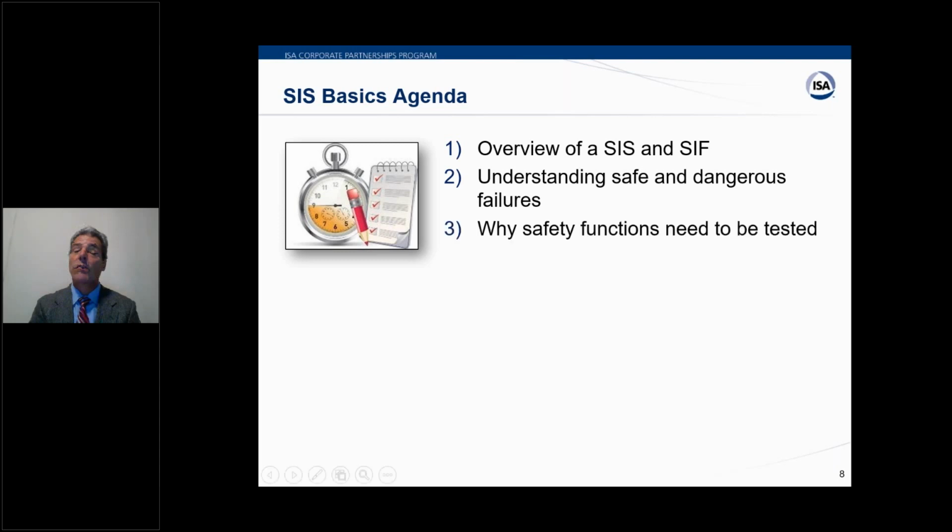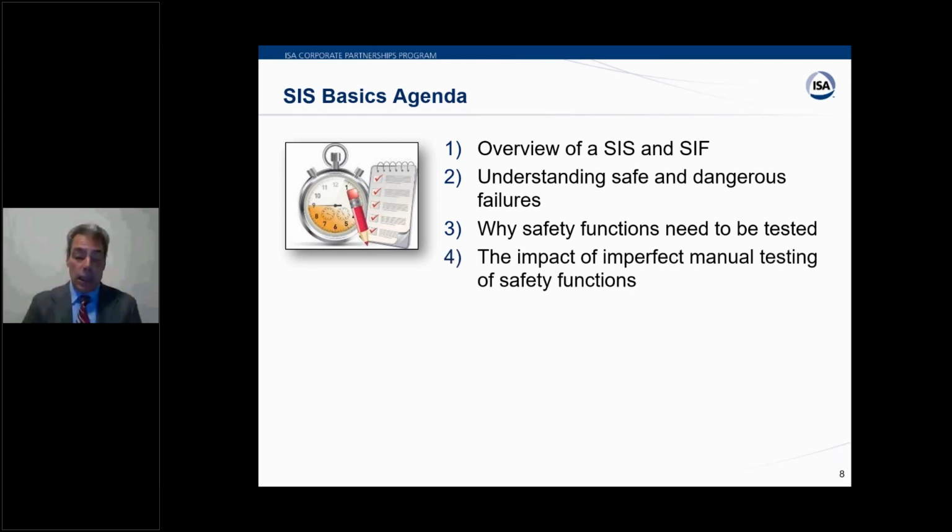The standard talks about the 2 failure modes of systems. Those are safe and dangerous failures, and that's important because that will give the introduction of why safety functions need to be tested and documented. And the standards now go over the importance of thorough manual testing, that in your calculations of system performance, you need to include the impact not only of diagnostics, but of imperfect manual testing.